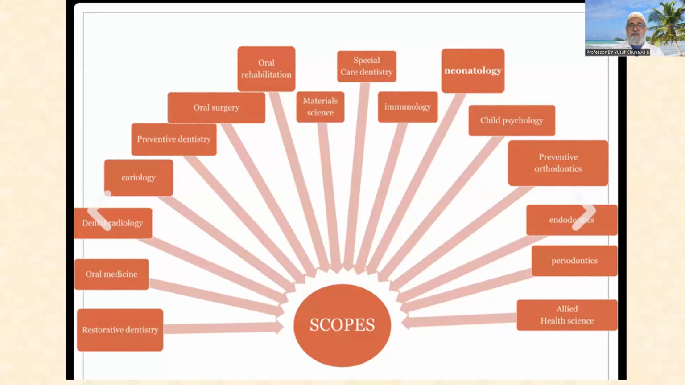Now, this lovely diagram explains in detail. If you have doubts in your mind about where the scope is, just check all the things that you can do when you're talking about pediatric dentistry. It includes restorative dentistry, oral medicine, dental radiology, cardiology, preventive dentistry, oral surgery, oral rehabilitation, dental materials, special care dentistry, immunology, neonatology, child psychology, preventive orthodontics, endodontics, periodontics, and allied health sciences. So the scope is tremendous.